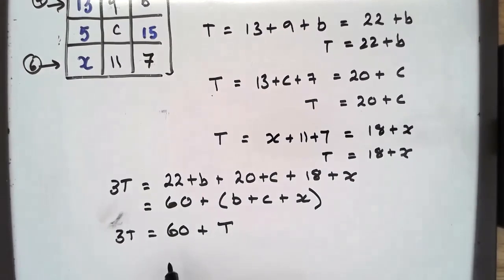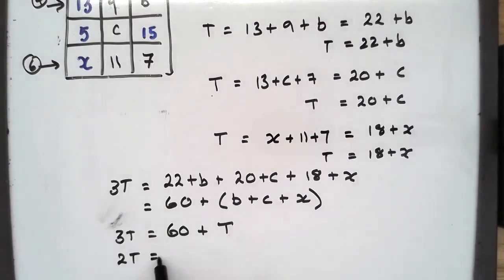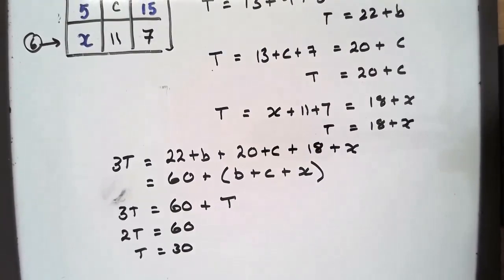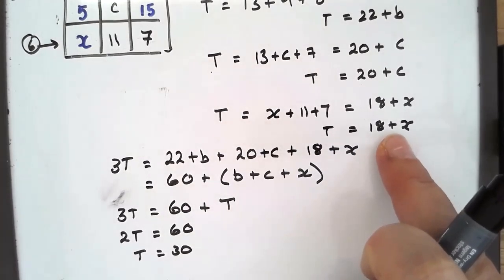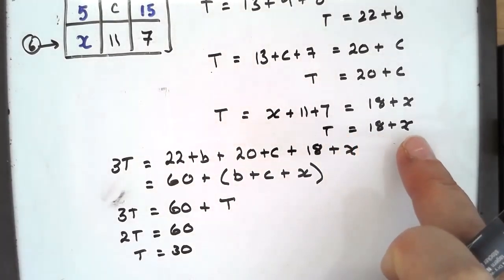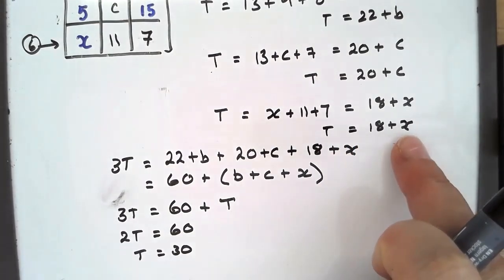and then rearrange, so we have a value of our magic number. Our magic number is 30. Then if we put this back into one of these equations, we know T equals 18 plus X. This is the one that we want to put it into because we've got an X here and we need to find out what that X is.